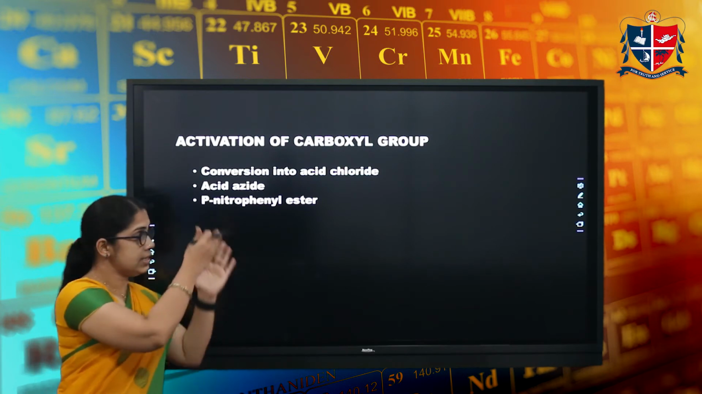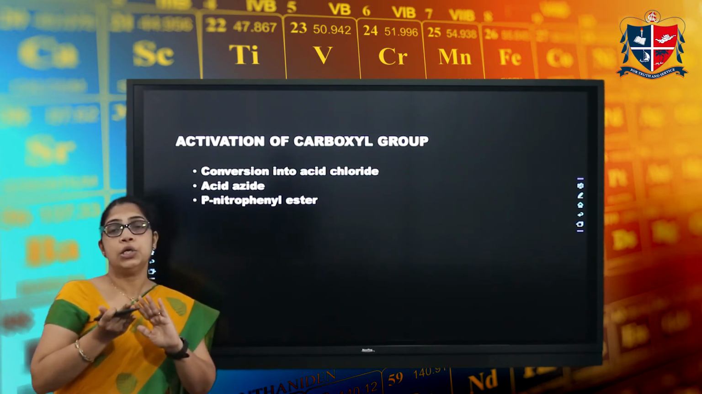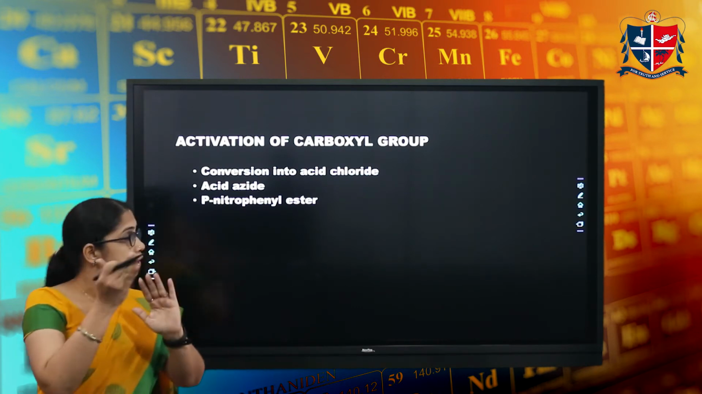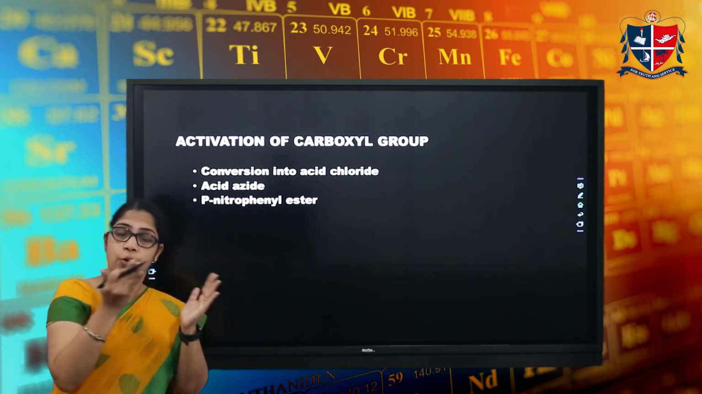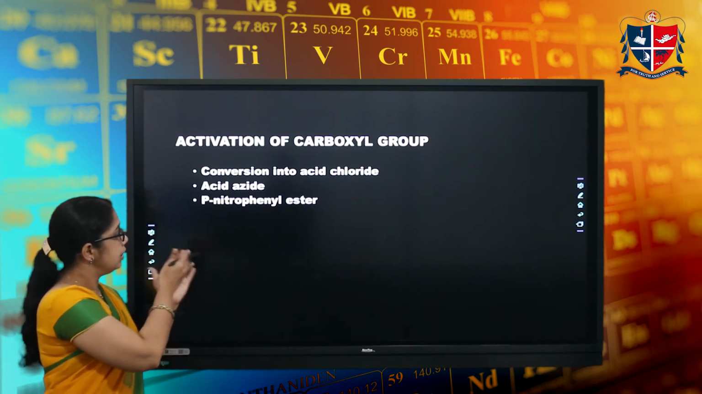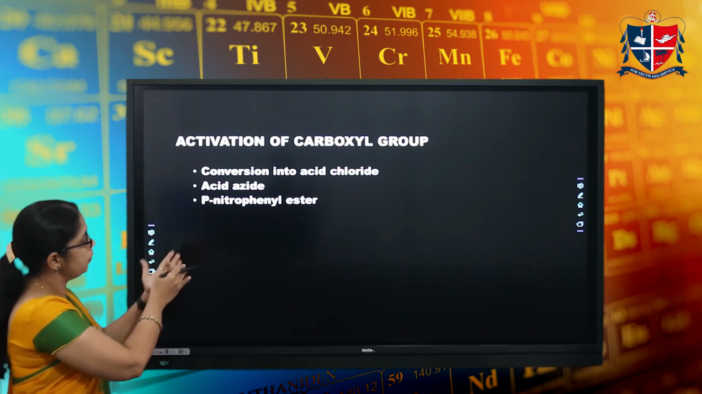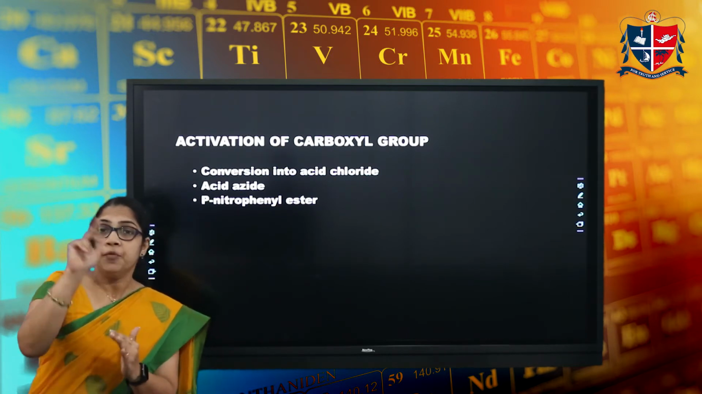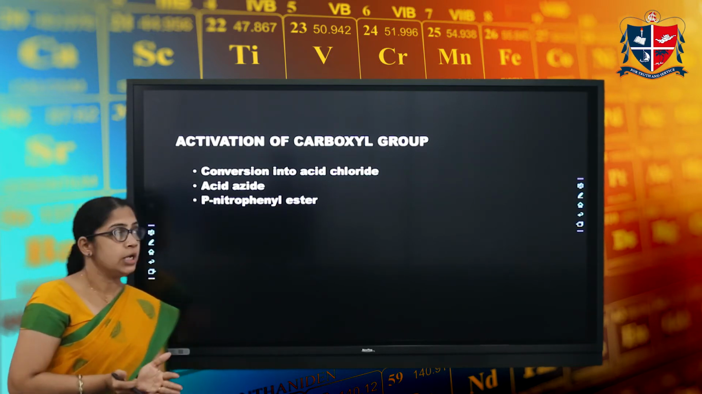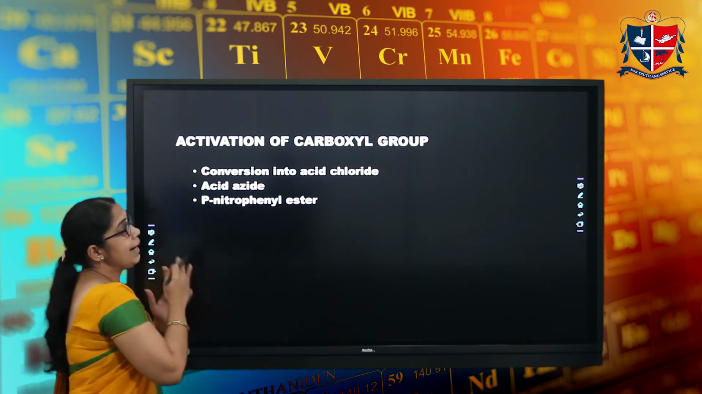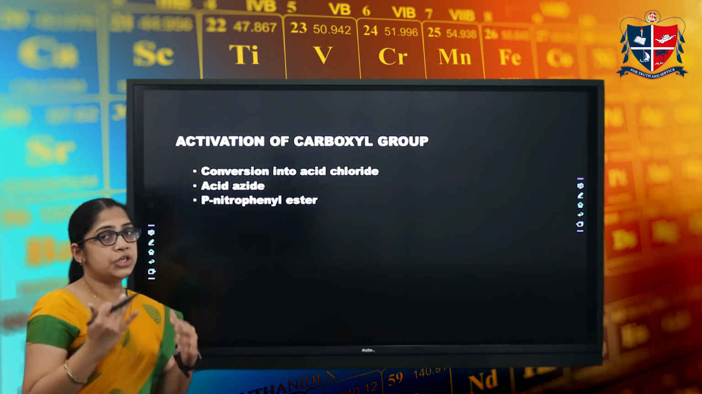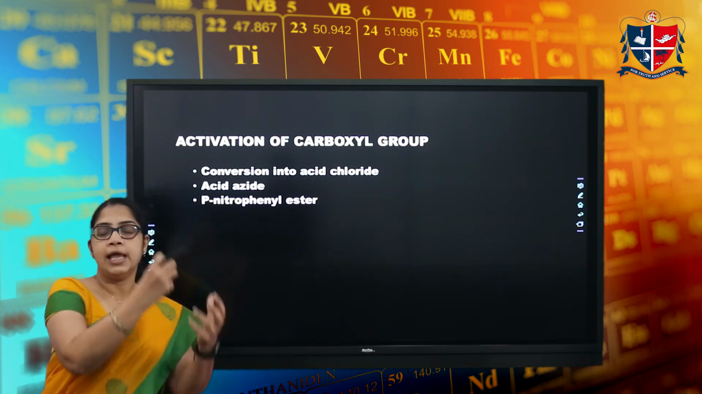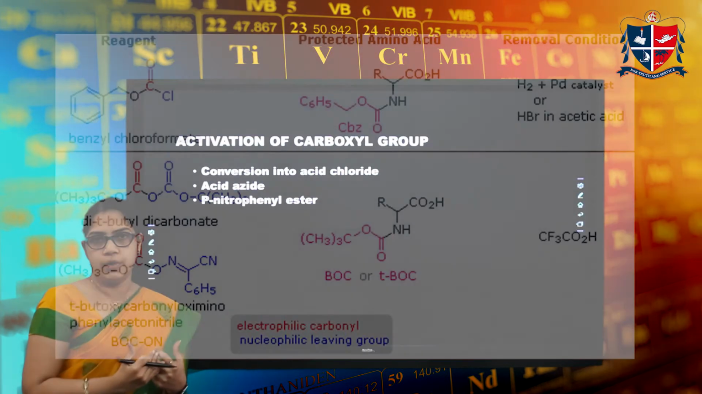In this way, this COOH group can be activated. COOH can be converted into COCl or CON3 or this ester, that is COOC6H4 with a nitro group at the para position. So in this way, we can activate the carboxyl group such that it can easily condense with the NH2 group of the second amino acid.